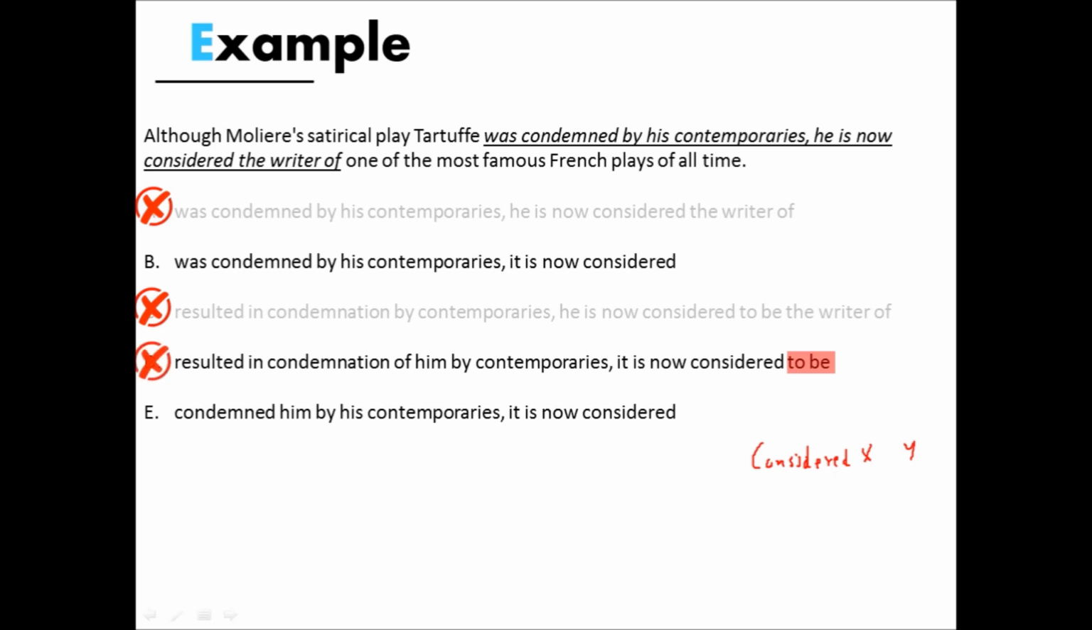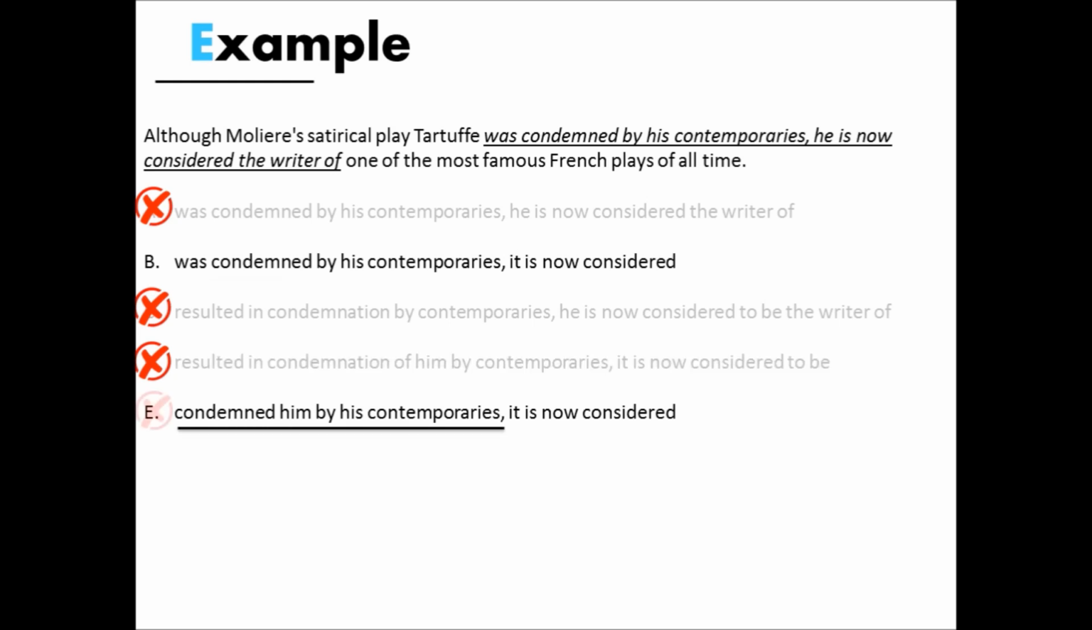Now option E does a huge mistake. It makes the play only the subject. It says, "although Moliere's theatrical play Tartuffe condemned him." The play does not condemn anyone. The play was condemned by someone. So this is of course wrong. And the correct answer is option B, which corrects the initial error of the possessive pronoun and uses it over here rather than using an object pronoun for the possessive noun.